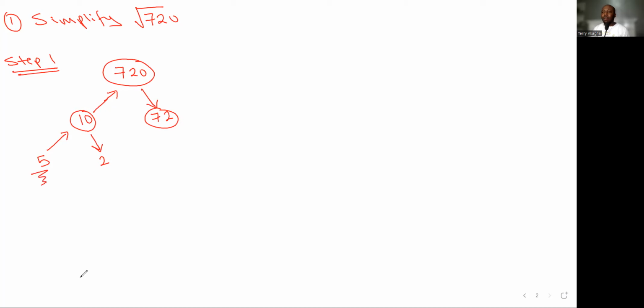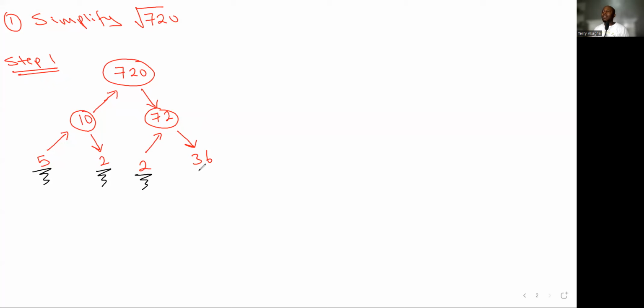Let me use another color for that. Can any other number divide 5? Nope. We're going to stop there. Can any other number divide 2? No, we're going to stop there. We're done. Then the next one, we're going to go back to 72. What can divide 72? You can say 2. Okay? When 2 divides 72, you'll be left with what? 36. Can any other number divide 2? Nope. We're done with that.